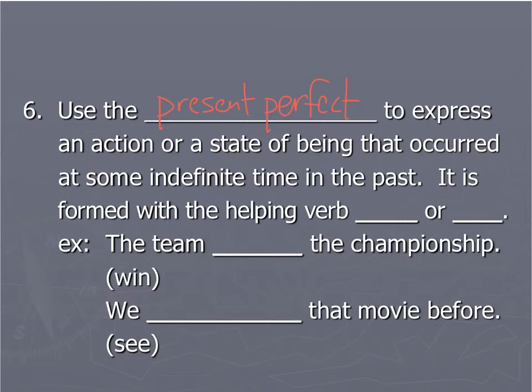Okay, now one helpful way to remember present perfect is two words. So that tells you it's going to be two verbs. And when do we use the present perfect? To express an action or state of being that occurred at some indefinite time in the past, and it's formed with the helping verb have or has. So we usually take have or has, and then we add the past form of the verb.